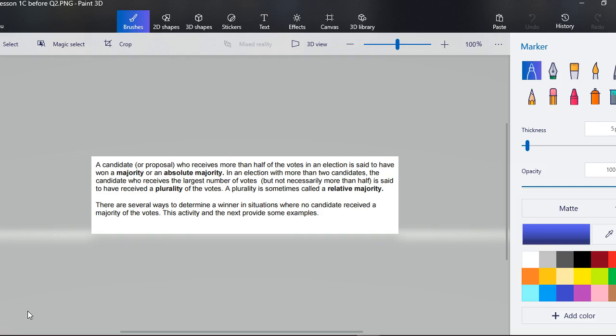And then it mentions that if there's an election with more than 2 candidates, the candidate who receives the largest number of votes, but not necessarily more than half, is said to have received a plurality. And sometimes that's called a relative majority. Again, put these pieces of information somewhere where you'll be able to come back and study them for the test and also use them in your homework. There are several ways to determine a winner in situations where no candidate received a majority. This activity and the next will provide us some examples.